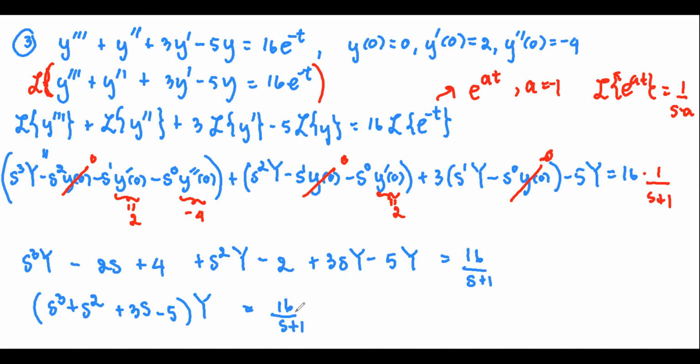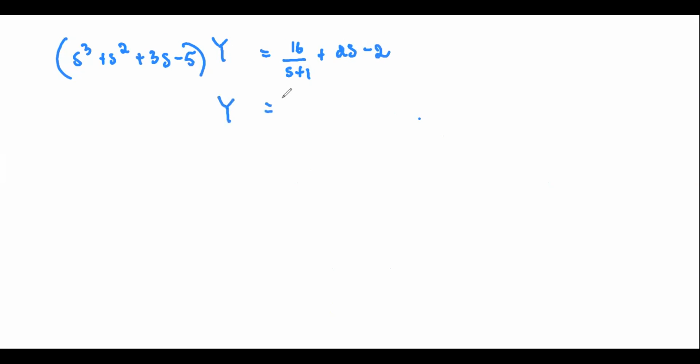So we have to be careful with algebra here. So we have negative 2s, the 4 minus 2, that becomes plus 2. So on the right hand side, it becomes plus 2s minus 2. Capital Y, we solve for capital Y, it's going to be 16 over s plus 1 plus 2s minus 2, all divided by s to the third plus s squared plus 3s minus 5.